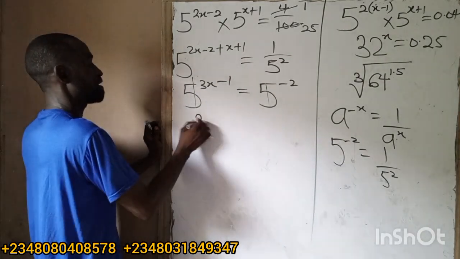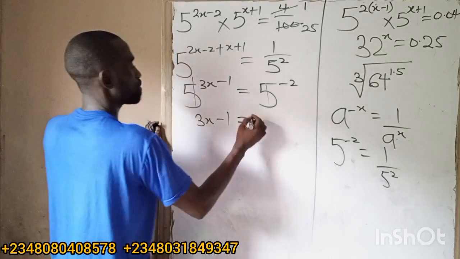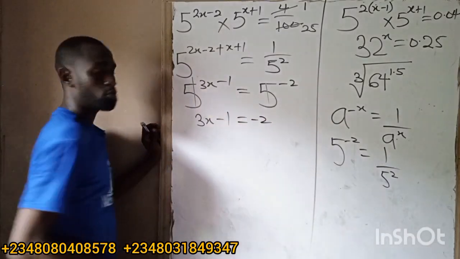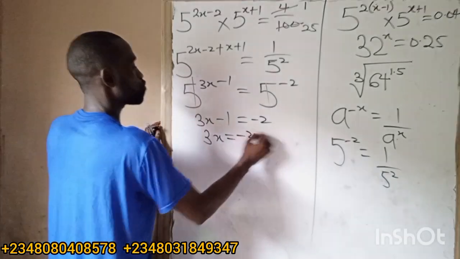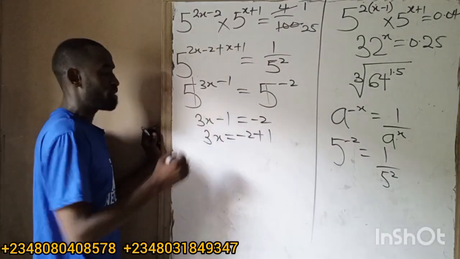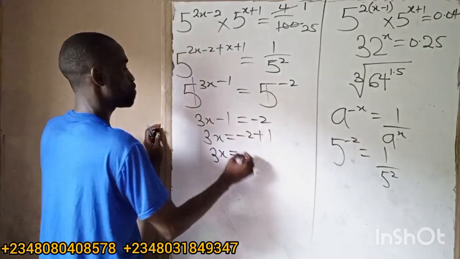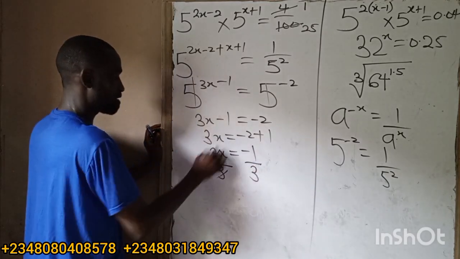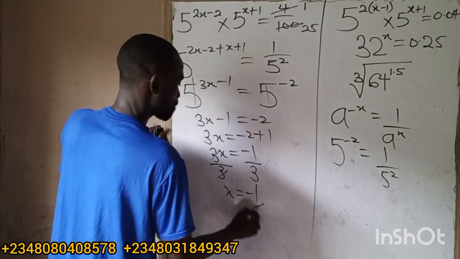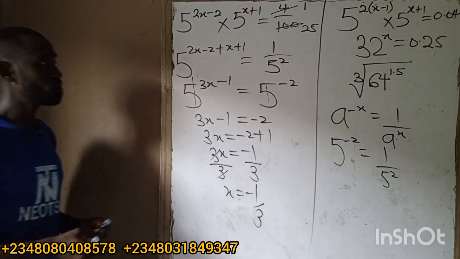I'm now having 3x minus 1 is equal to minus 2. This one will come here and become plus 1. I'm having 3x is equal to minus 2 plus 1. Minus 2 plus 1 is minus 1. So I'm having 3x equals minus 1. So I'll divide both sides by 3, so we'll cancel out this. Our x equals minus 1 over 3.